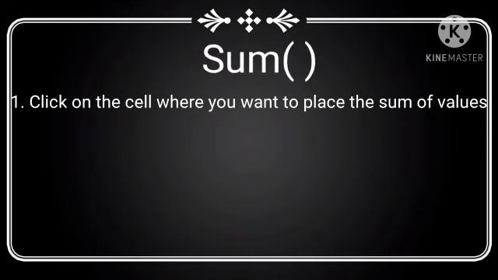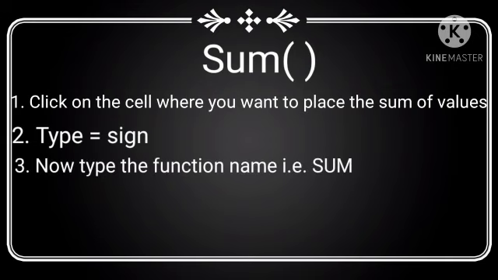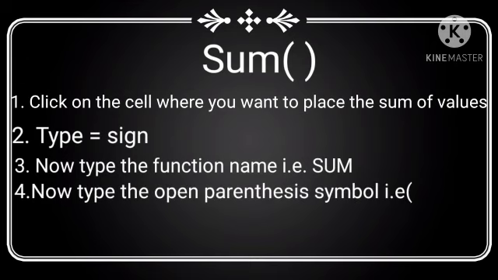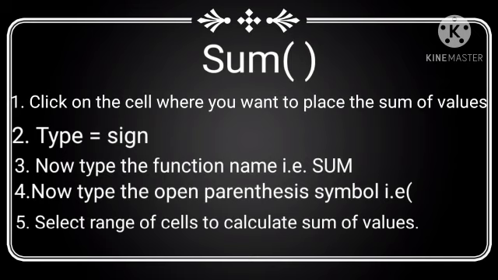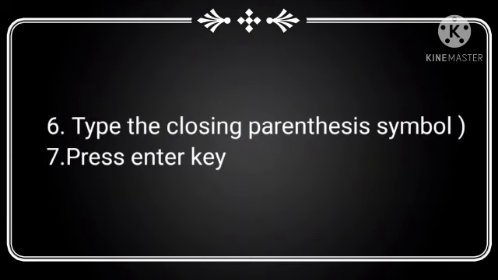Step 1. Click on the cell where you want to place the sum of values. Step 2. Type the equal to sign. Step 3. Now type the function name as SUM. Now type the open parenthesis symbol. Now select a range of cells to calculate the sum of values. Now type the closing parenthesis symbol and finally press the enter key.